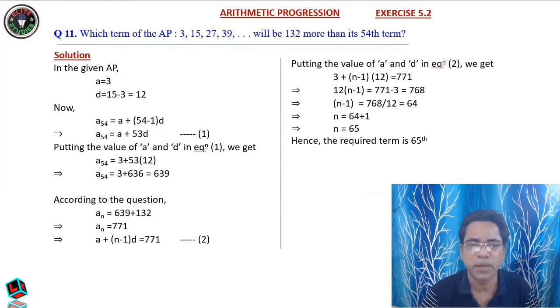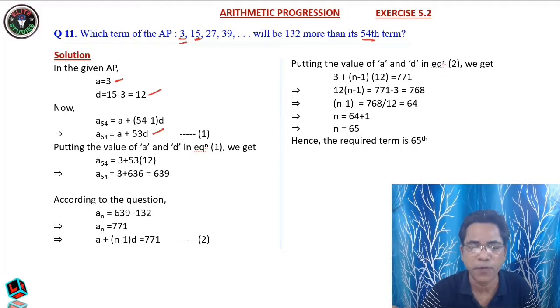In the given AP, A is equal to 3, it is very clear from here, and D you can get as 15 minus 3, which is equal to 12. You got the value of A and D. Now A54, the 54th term, will be equal to A plus 53D.